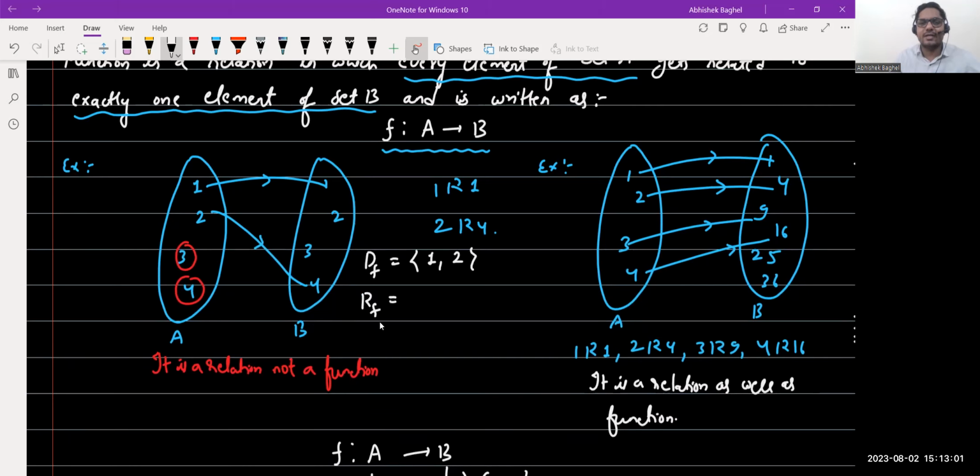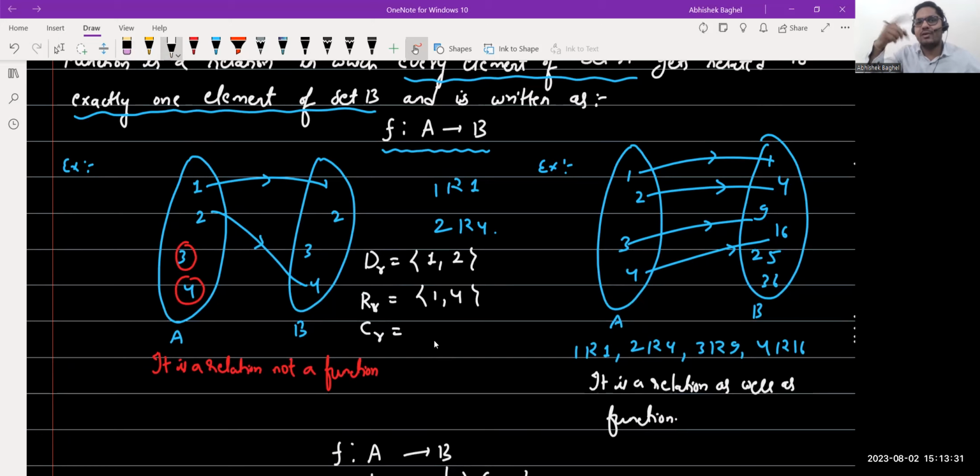Range is the set of elements. So this is not a function, so I should write here, let's say, this is simply a relation. So DR and RR. Clear? Range is the set of elements of set B which gets related to set A. So inside B, 1 and 4 are related. So set of 1 and 4 is the range.